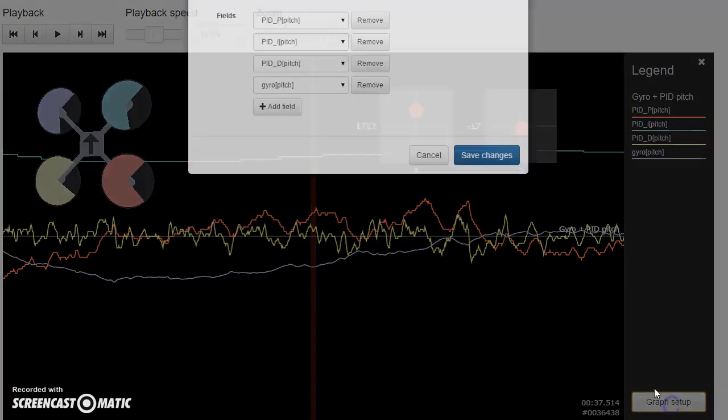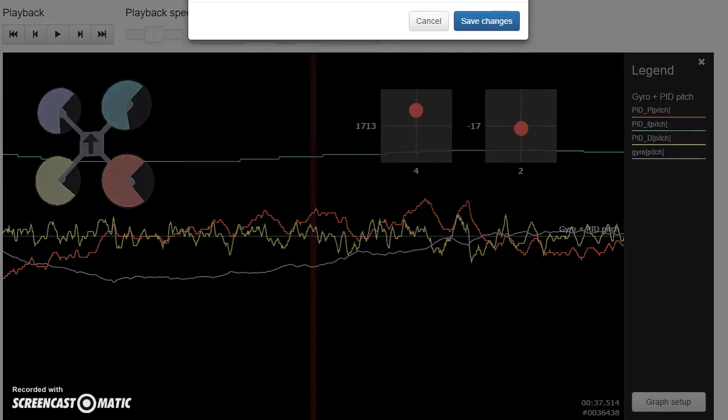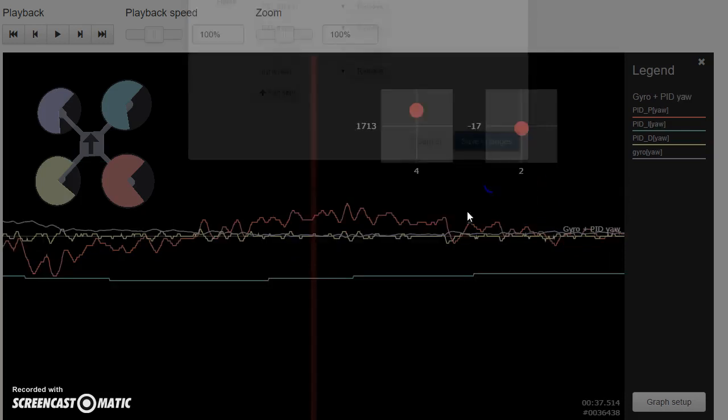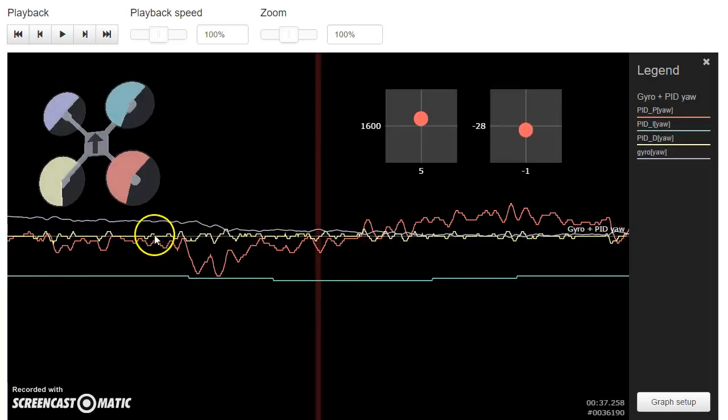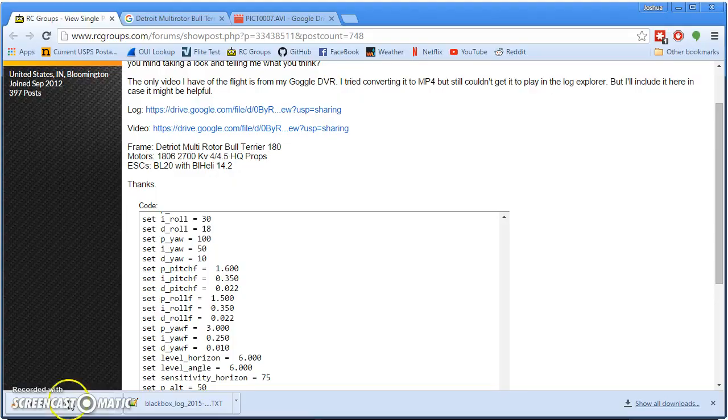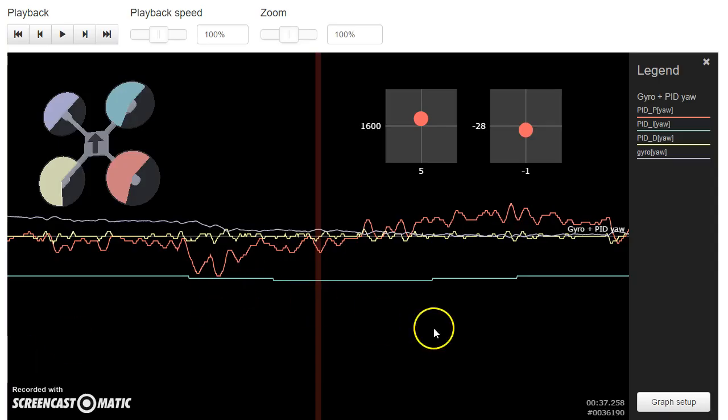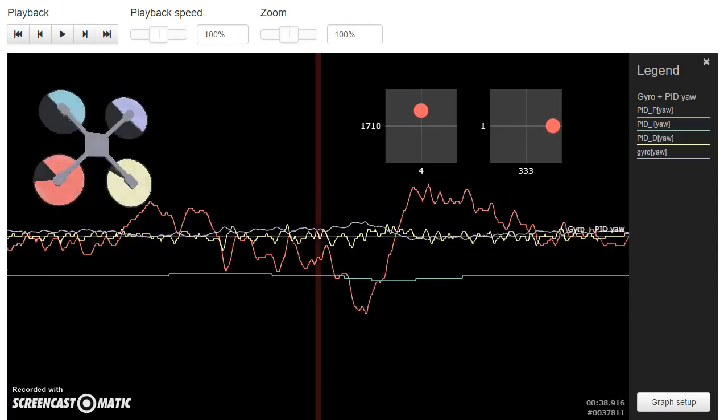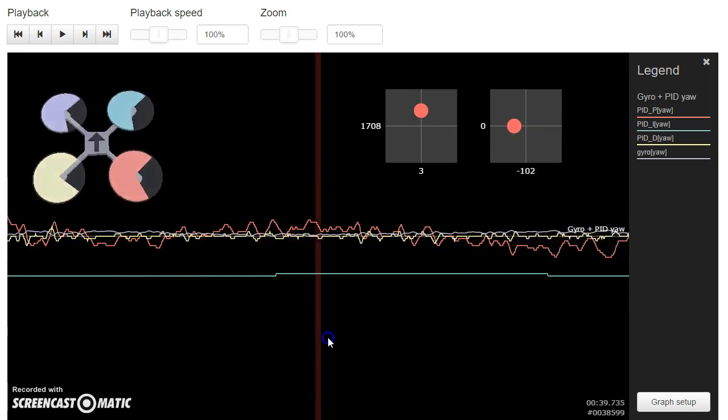Let's just take a quick look at your yaw just to see what it's doing. D term on yaw is non-existent. It's just right near the line. It's at zero basically the whole time. Let's take a quick look at your numbers. Yaw D is 10, okay, so nothing going on there. Yaw P is 3.